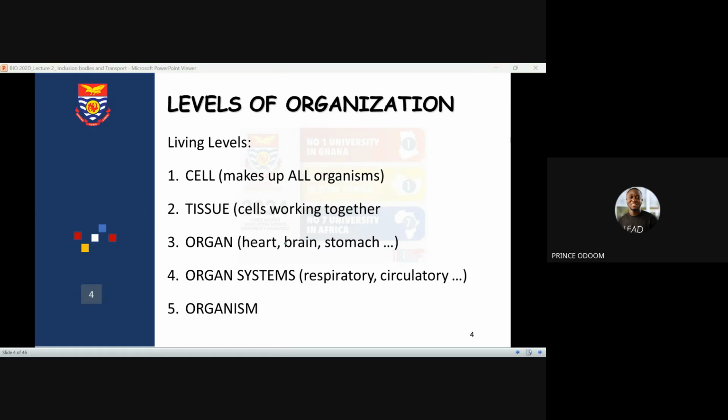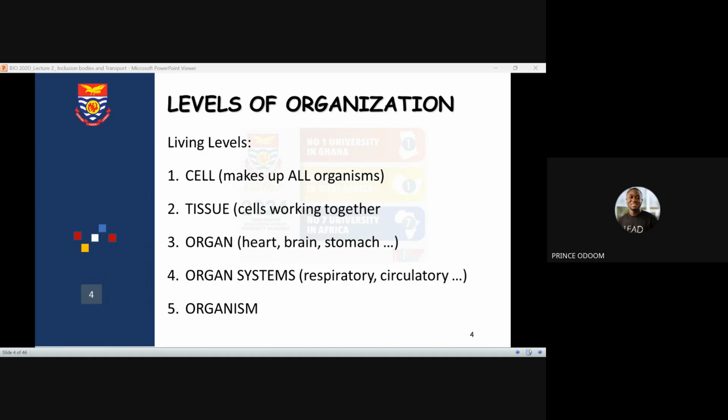When the organelles come together, they form what you call what? The cell. So we realize that the cell is simply the basic structural and functional unit of life. Then from that level, we come to the tissue, which is a group of similar cells working together to perform the same function. Then we come to the organ, which is a group of tissues working together to perform a specific function. We come to the organ system, which is a group of organs working together to perform the same function.